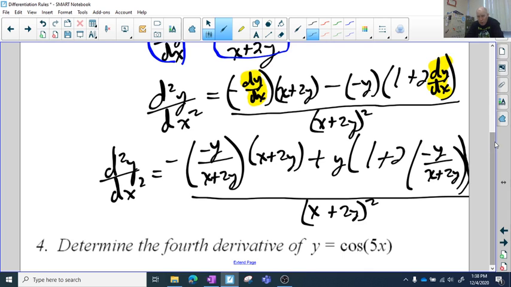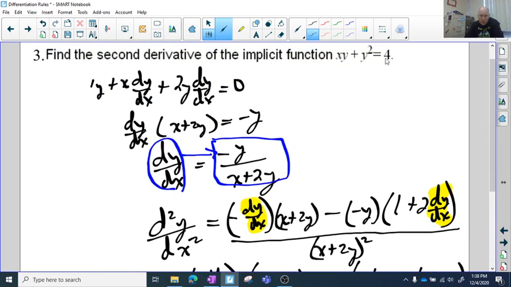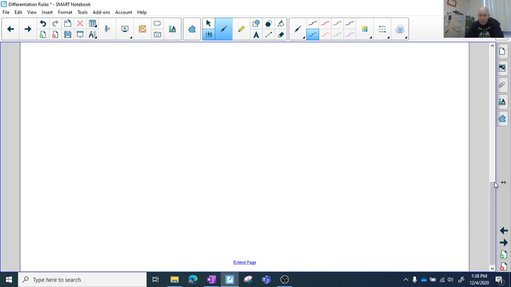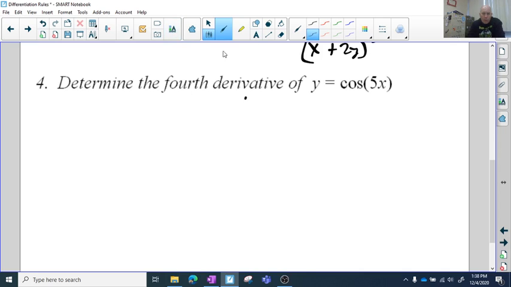But I just want you to get the gist of how you substitute for the dy/dx. Truth be told, higher order differentiation is not very common when you're doing it implicitly, like this one. It's much more common for explicit functions. So here's just one last example where we do some trig. I want the fourth derivative. Well, let's start with the first.